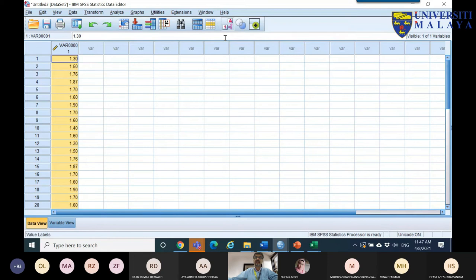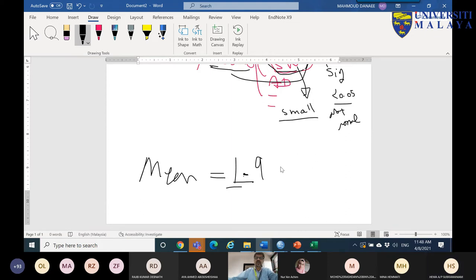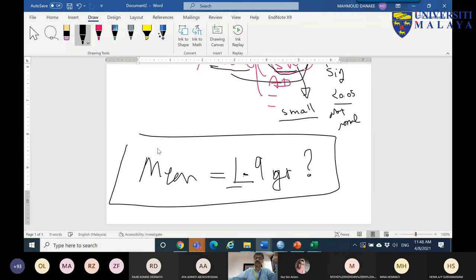The measure that I have here is quantitative or qualitative? Quantitative. And my research question is whether the mean of my sample is equal to 1.9 or not, because the company claimed that the production should contain 1.9 gram protein. Correct? So my research question is whether it is equal to 1.9 gram or not. So I want to convert this research question to the hypothesis.